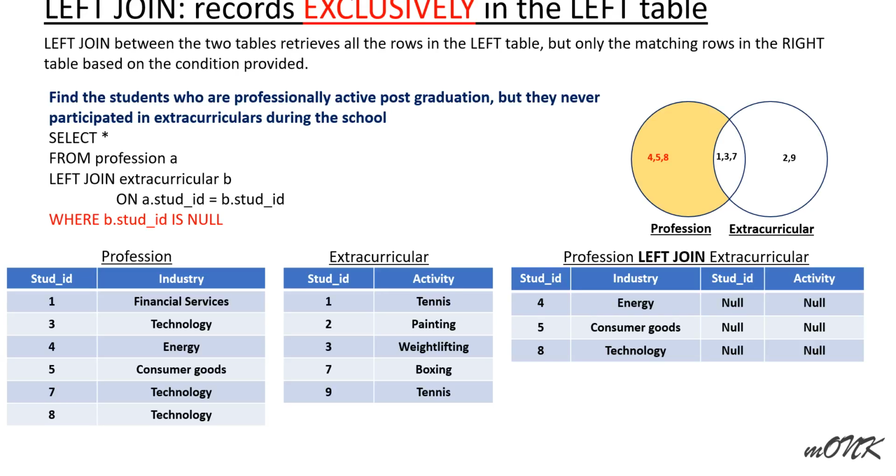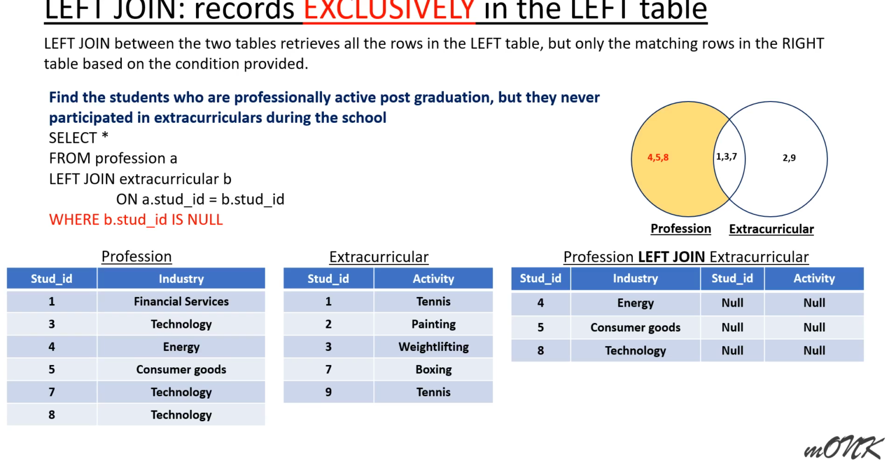Welcome back. In this lecture, we shall learn about the special case of left join. In this case, what we want is the rows or records exclusively in the left table. Earlier, in the usual left join, we wanted the rows that are exclusively in the left table as well as the matching rows, the rows that matched with the records in the right table based on the criteria that we use.